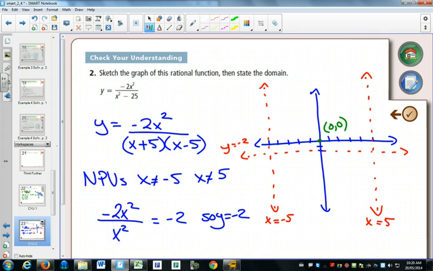What's that? Yeah, we don't have anything in this section bigger than 5. So if I plug in 6 and see what happens, then on the top I would get -2 times 6 squared over 6 squared minus 25.